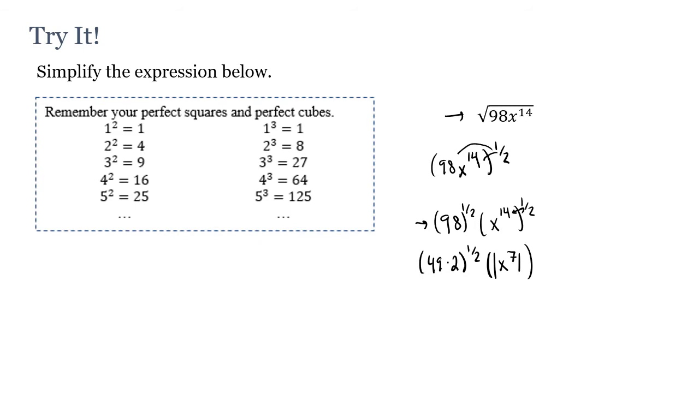So we get x to the 7, and then remember, since this is even, it has to have an absolute value sign. Now over here, we're going to redo the distribution again, and we're going to get 49 to the 1/2 times 2 to the 1/2. And then of course we still have our absolute value of x to the 7. 49 to the 1/2 is 7.